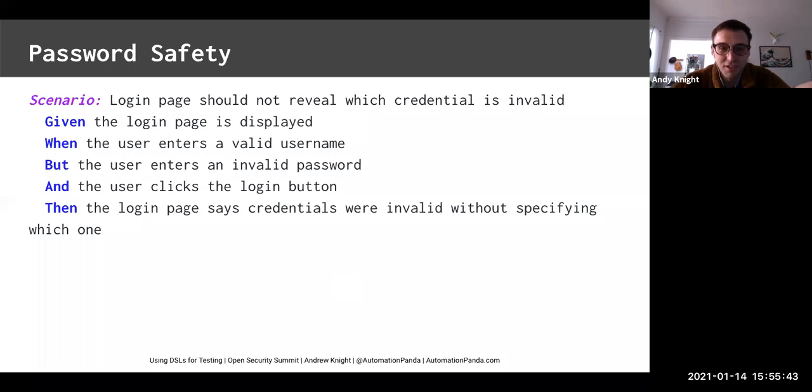So here's a Gherkin scenario for that. Login page should not reveal which credential is invalid. Given the login page is displayed, when the user enters a valid username, but the user enters an invalid password, and the user clicks the login button, then the login page says credentials were invalid without specifying which one.